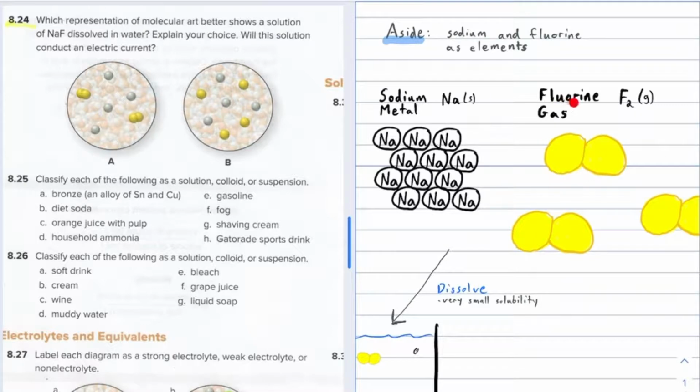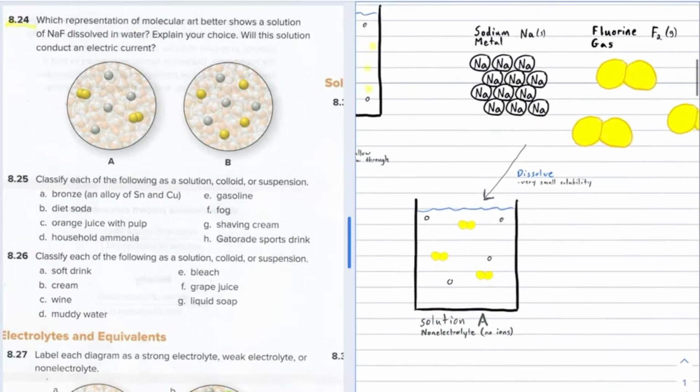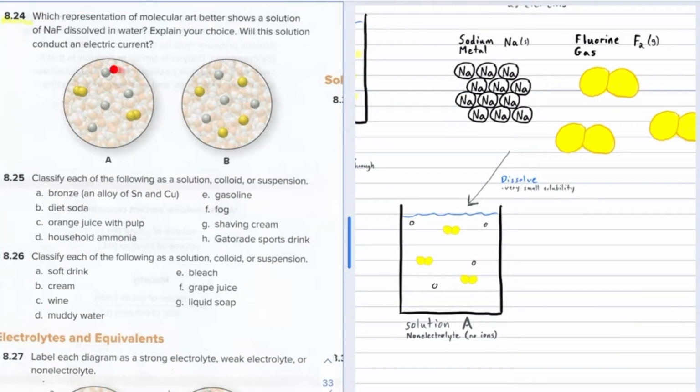Several elements do this. Oxygen comes in the form of O2, fluorine does this, and several others. And this is what the elements look like. Now imagine if you were able to dissolve the elemental substances in water. Well, anytime you dissolve something in water, the particles become separated, so all the sodium atoms would float around separate from one another, and all the fluorine molecules would be in there too, and it would probably look something like this, and that looks an awful lot like solution A.